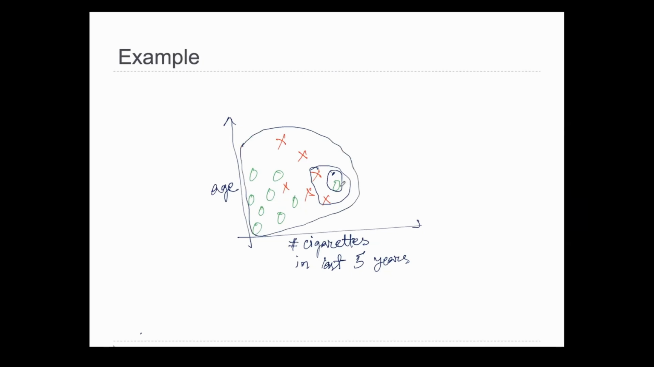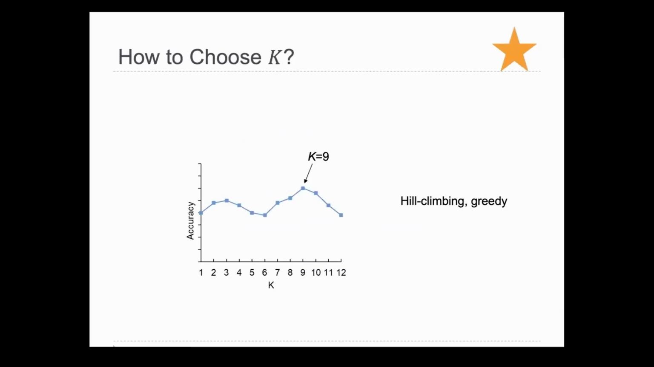So if k is very low, it may be sensitive to noise. That means it may choose an anomaly as the neighbor. And if k is too high, it will have low precision. In that case, it will look at so many data points that the significance of the distance metric will lose its value. How can we choose a good value for k?